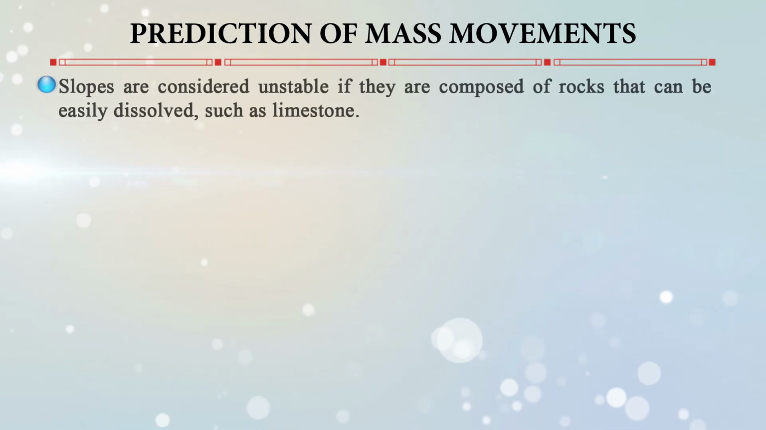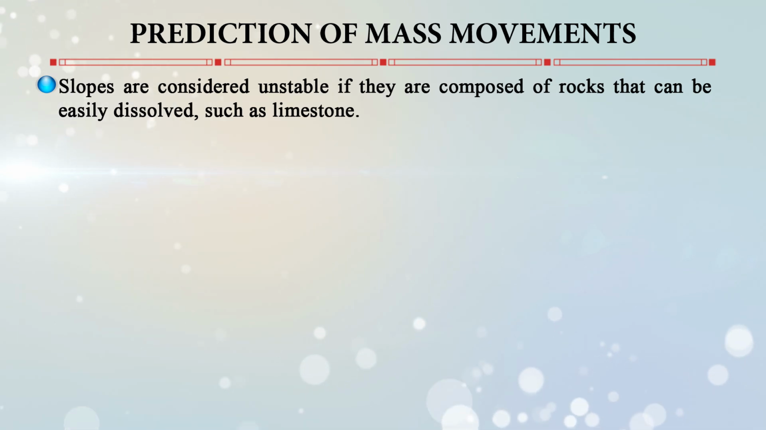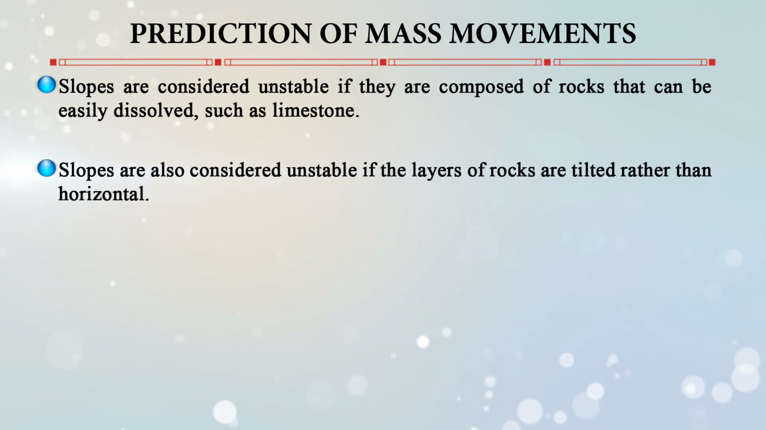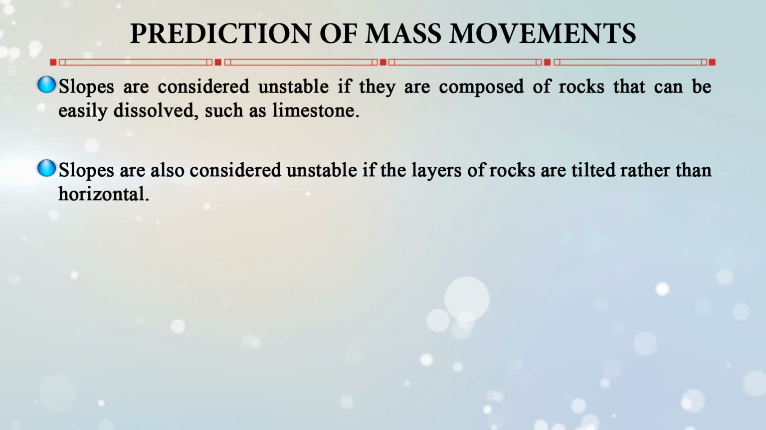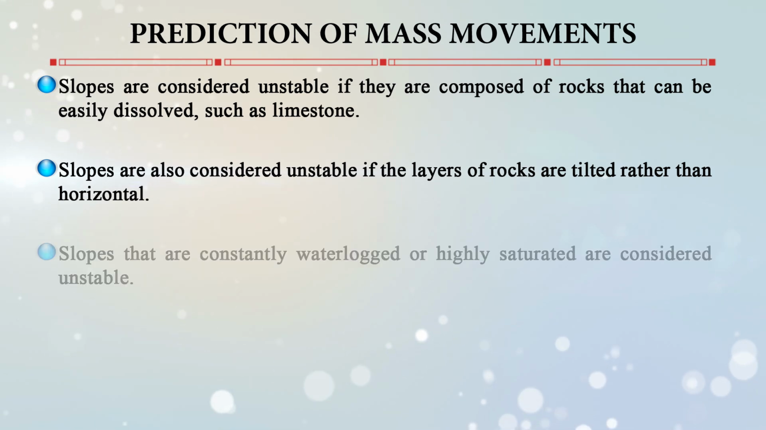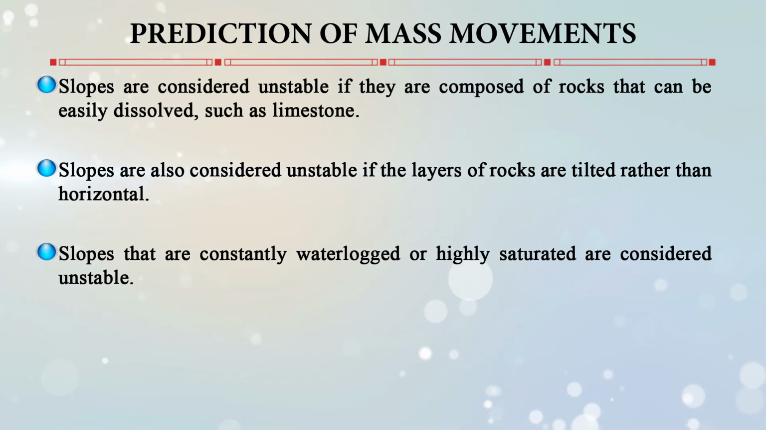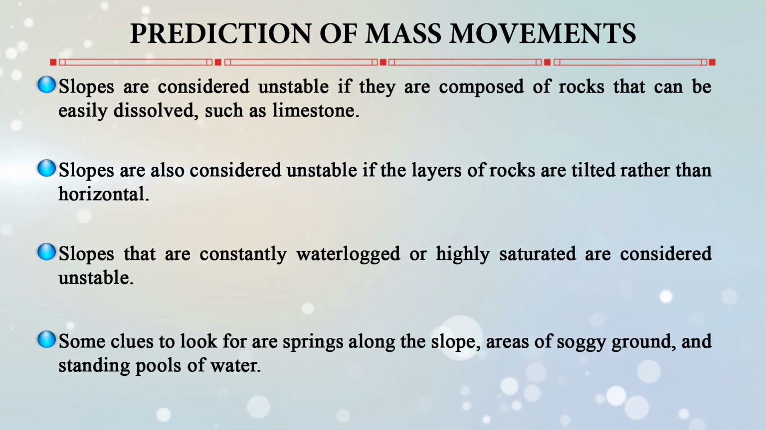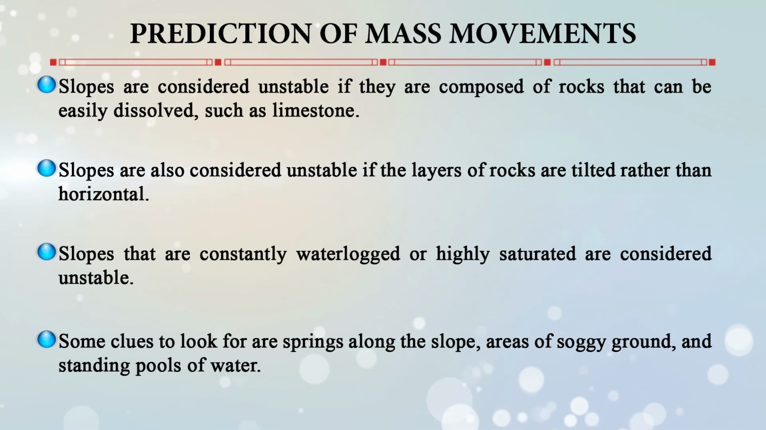Now, can the mass movements be predicted? Slopes are considered unstable only if they are composed of rocks that can be easily dissolved, such as limestone. Slopes are also considered unstable if the layers of the rocks are tilted rather than horizontal. Slopes that are constantly waterlogged or highly saturated are considered unstable. Some clues to look for are springs along the slope, areas of soggy ground, and standing pools of water.